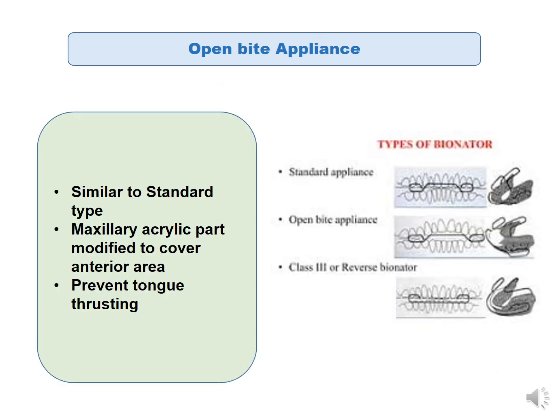Okay, the open bite appliance is also similar to the standard type of Bionator, but it is modified such that the maxillary acrylic part covers the anterior area, thus helping to prevent tongue thrusting.